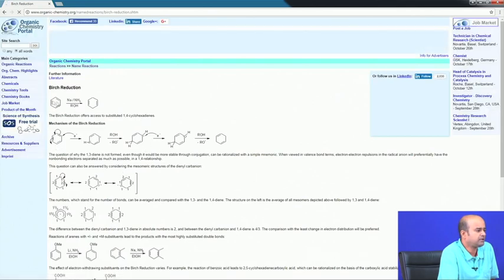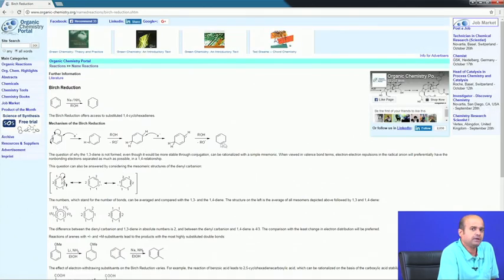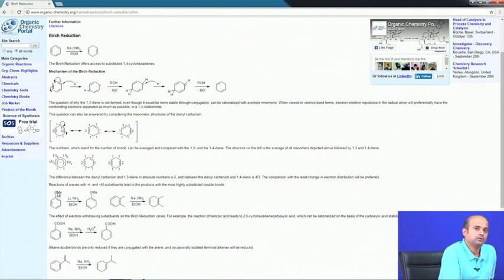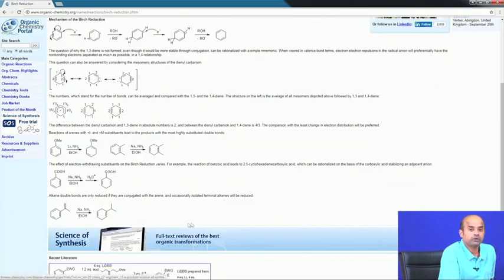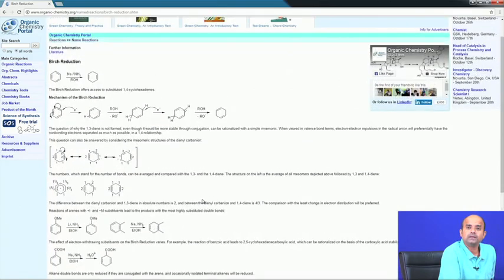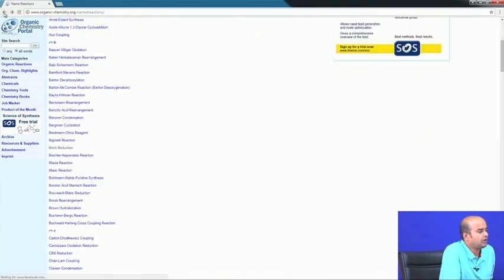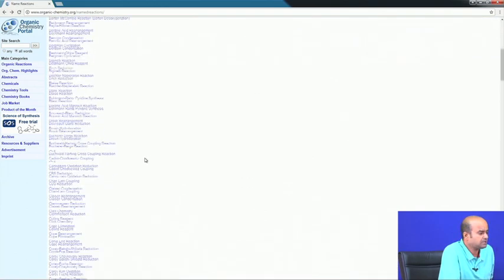Then you see this Birch reduction is very interesting, and whatever mechanism I have shown, you can get instant access. If you have an electron releasing group like anisole, you can think about the regiochemistry. If there is an electron withdrawing group like benzoic acid, you get this kind of compound. So this portal is also a very useful portal, and it gives you an idea of what name reactions are available in the literature, and what you might not know actually. Then you can just click them and find those name reactions.